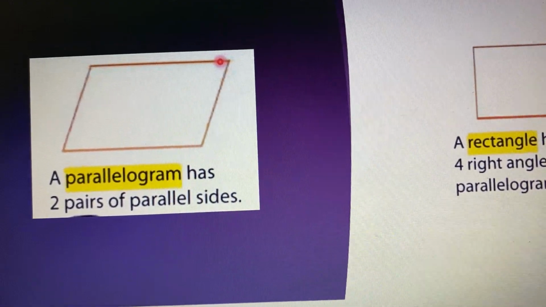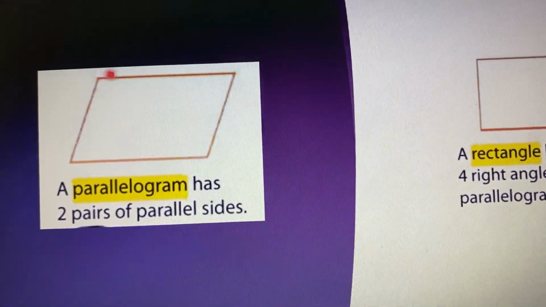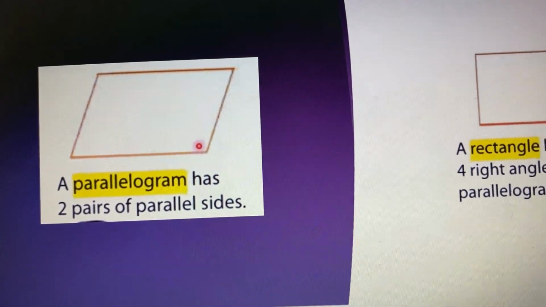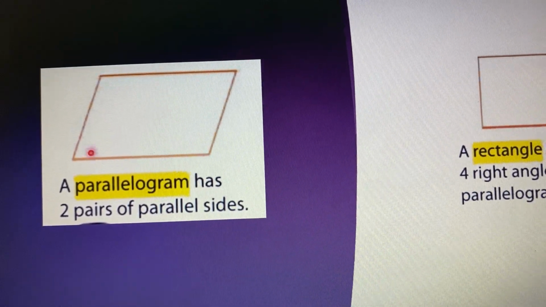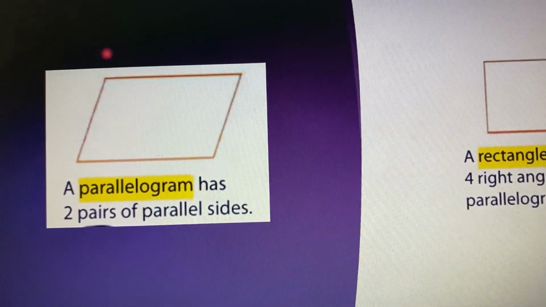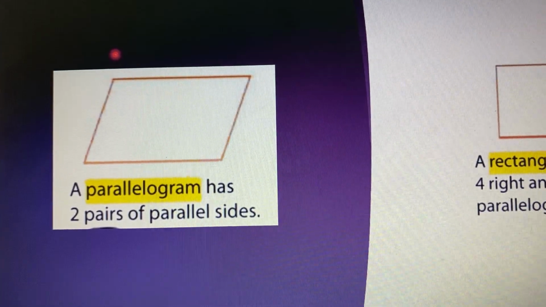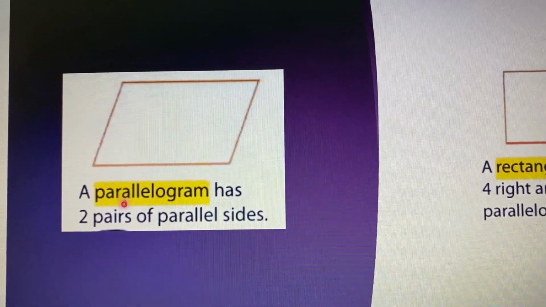We took this before. So, the top side and the bottom side are parallel. Also, the right side and the left side are parallel too. So each two sides are parallel. We call it a parallelogram.